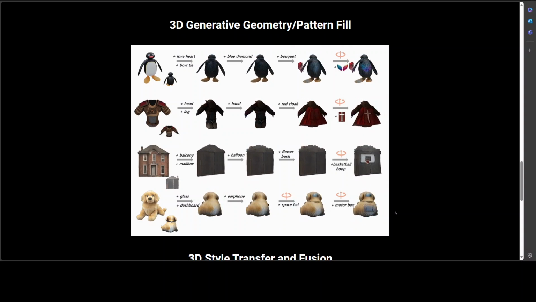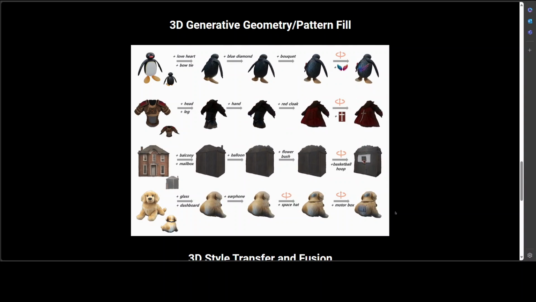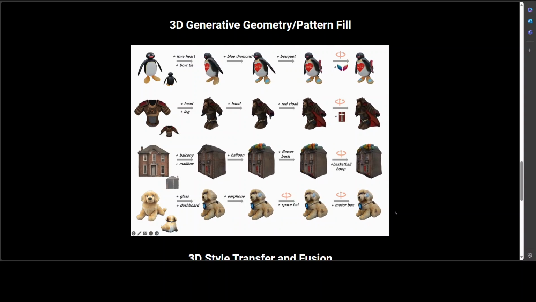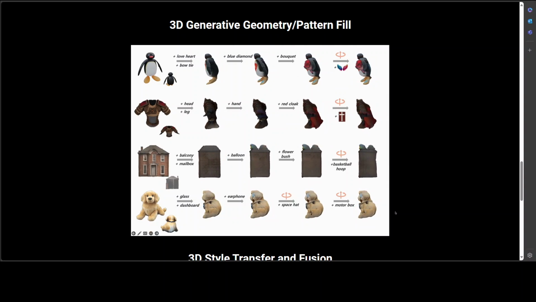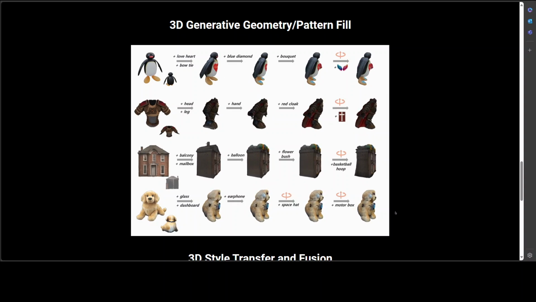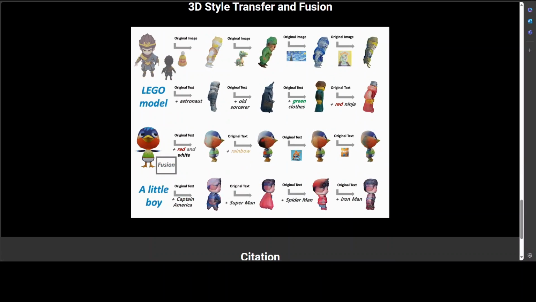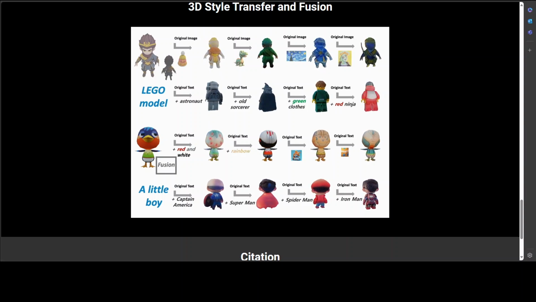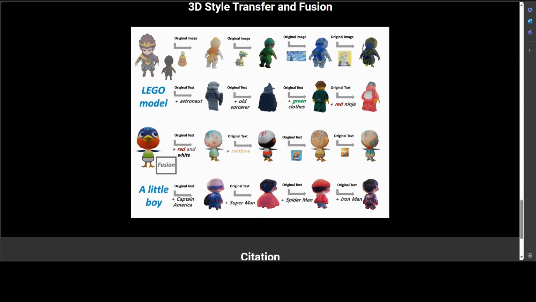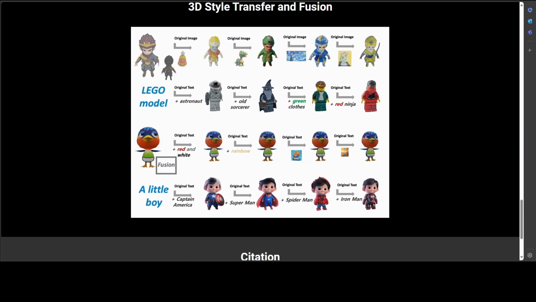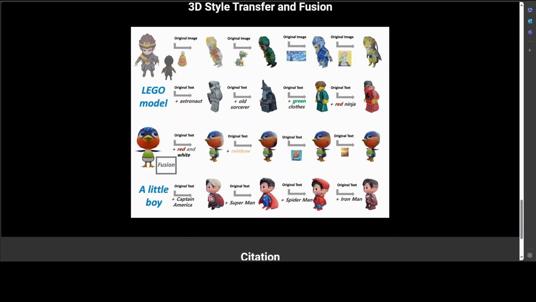Some of the other examples from their project page show this 3D generative pattern fill, where you can see that on the left hand side there was a penguin, then a love heart bow tie was filled, then a blue diamond, it changed again, then a bouquet, and then you see the final result. And then similarly for the 3D style transfer and fusion, there are some text-based changes on the Lego model or on the little boy, and as it progresses through the chain, you see that from left to right the image is totally changed. Looks really good. Okay, so that is all good.